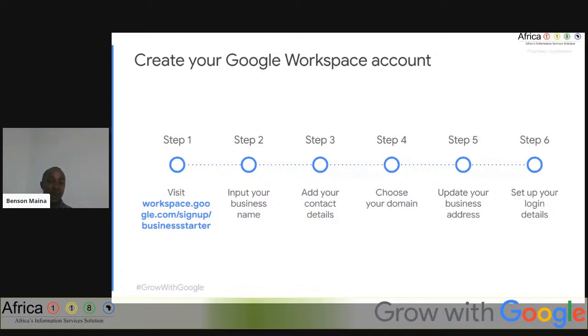And then you can choose your domain. Either you have already bought a domain for your business, you can choose that, or you can also put a suggestion of the domain that you may want to use, and Google will now take you to the next step of how you can access that domain. You can also update your business addresses and choose your username and password. So my moderator will give you the link of where you can start that as we progress.